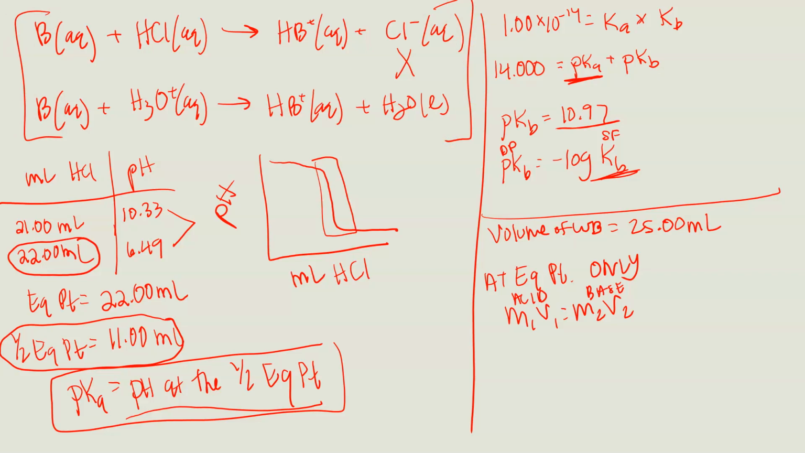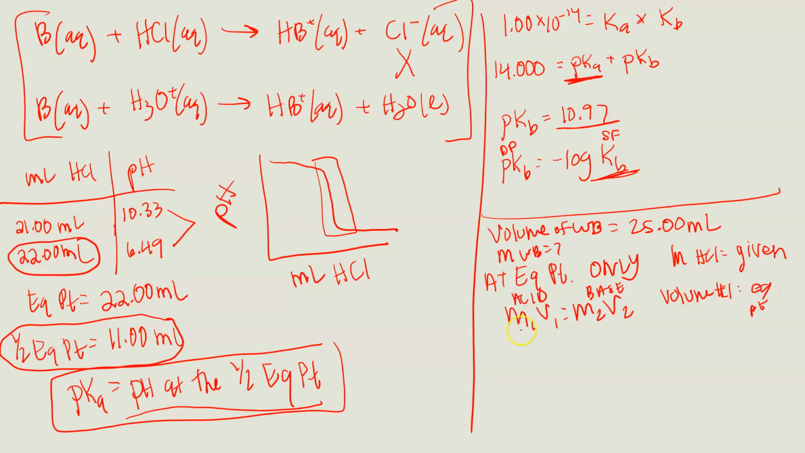So your volume of weak base for everybody is 25.00. We don't know the molarity of the weak base. That's our question mark. Okay. The molarity of the HCl will be given to you. So I'm just going to write given. And that's what's going to be written down on number 9. That's the given value. And then the volume of the HCl that you're going to use is going to be the equivalence point volume because this equation only works at the equivalence point.